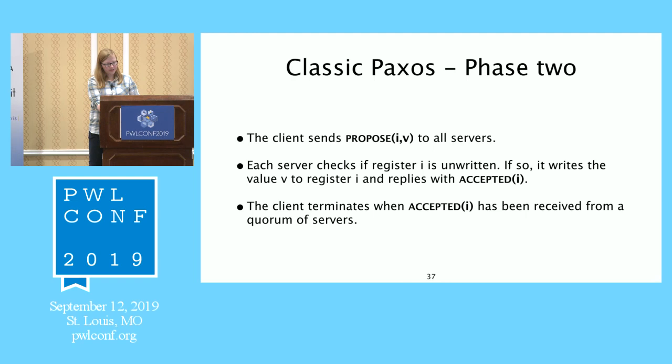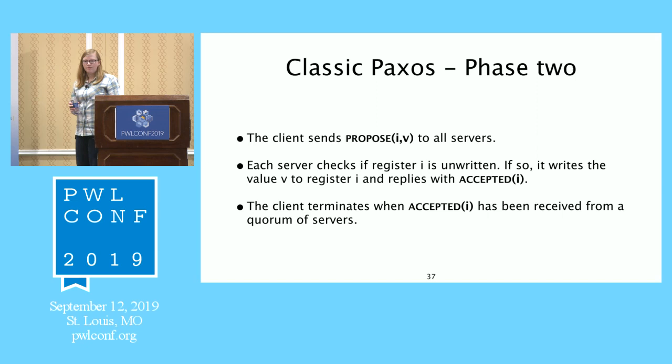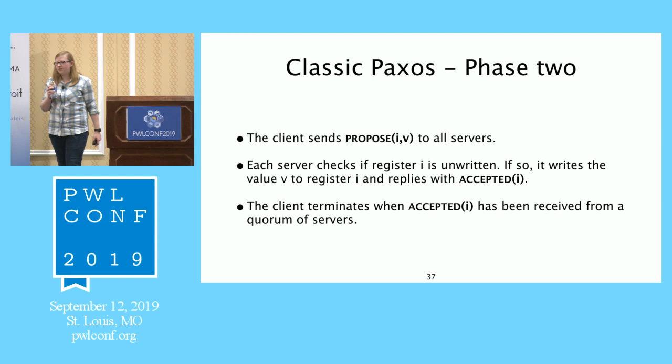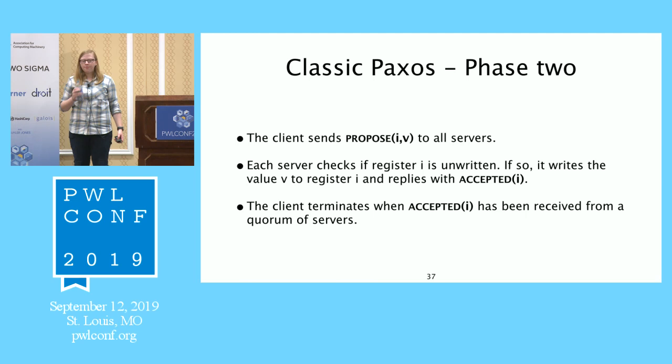The client terminates when it's received accepted messages from a quorum of servers. So it knows that it's been successful, it's written that value to enough registers, and it has learned that is the decided value. It can output that value. That might have been a lot to take in, so we'll work through an example now.